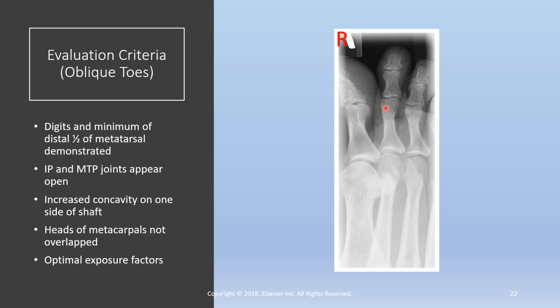When they talk about the digit in question, distal half of the metatarsal without overlap, I mean, again, it's okay. The heads of the metatarsals are not overlapped except for right here. You can see soft tissue overlap here as well, which is not ideal. So, I mean, it's okay.